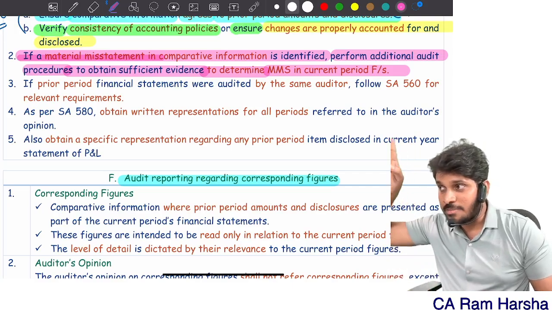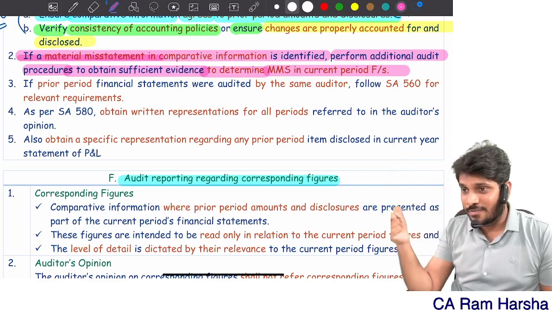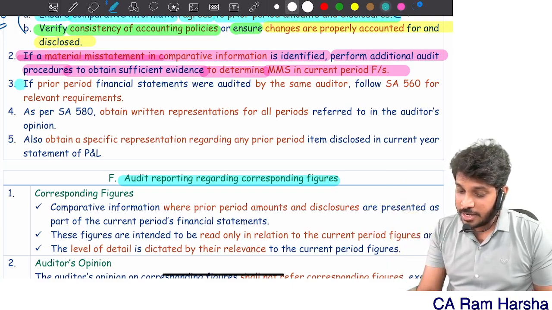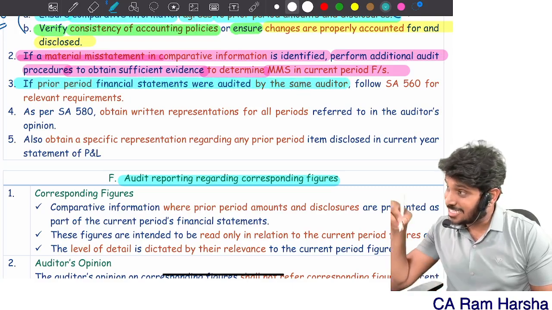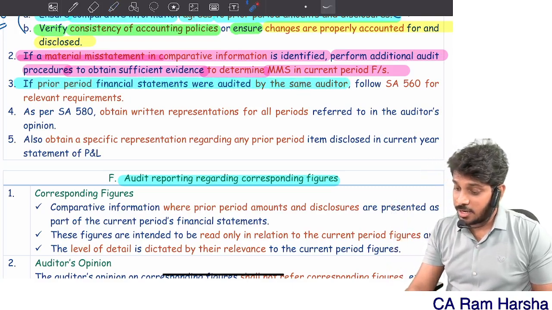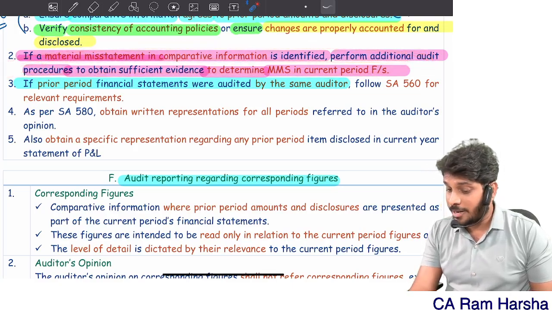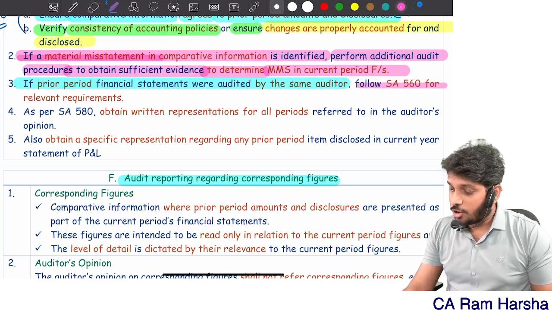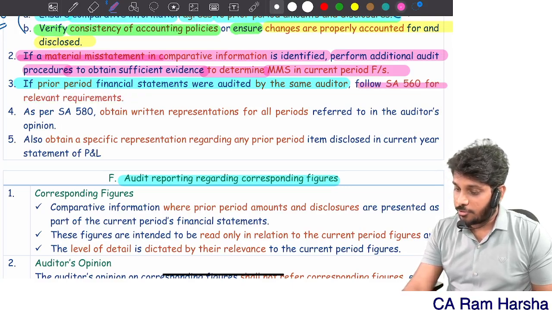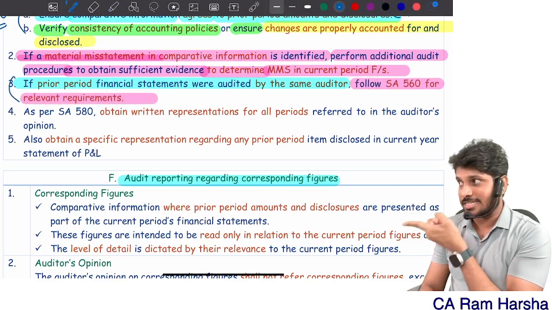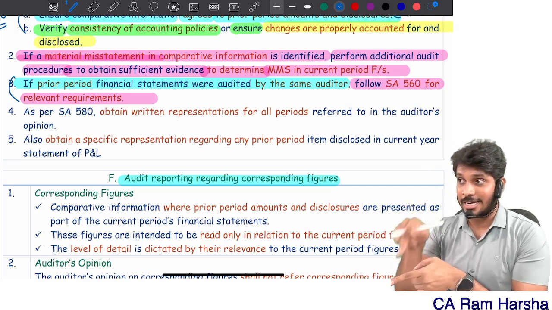Obviously, tell me, if the opening balance contains a mistake, that will have an impact on the current period also. Check that. If the prior period financial statements were audited by the same auditor and you found a mistake in the opening balances, follow the SA 560 requirement. What is the 560 requirement? We'll discuss in the upcoming chapters. There I will connect you to this.